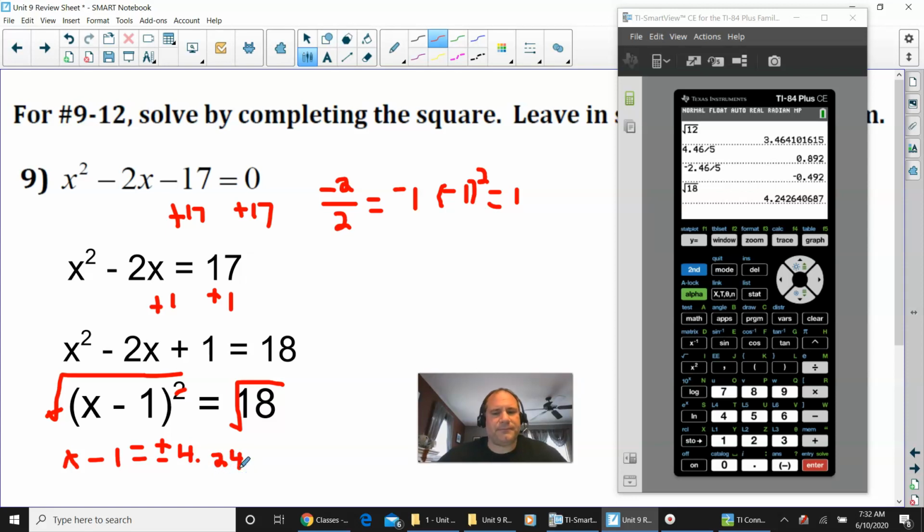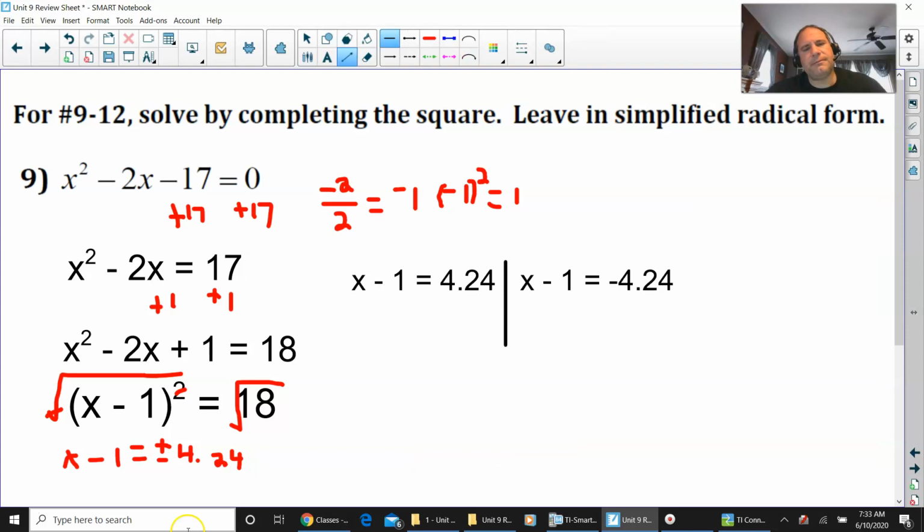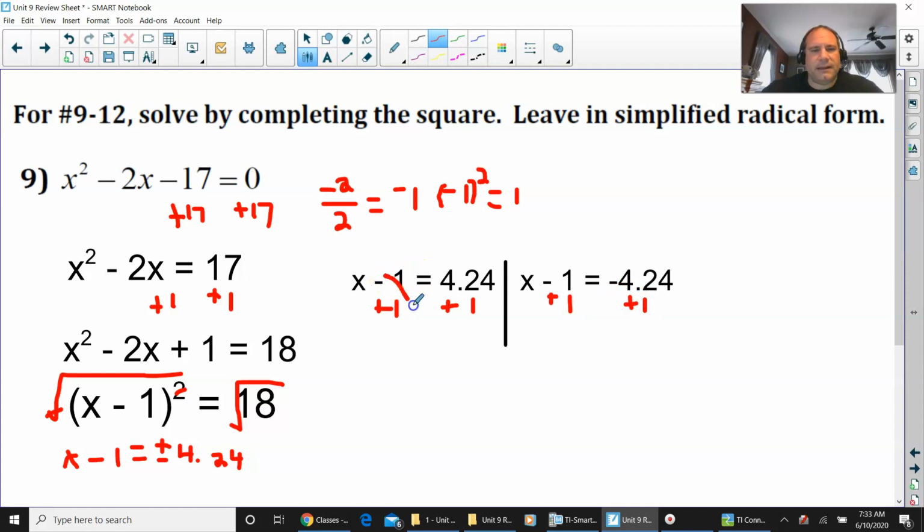All right. Split up the equations just like this, and you solve each one. Remember, adding 1 on this side, adding 1 on this side. Adding 1 on this side, adding 1 on this side. Cancels, cancels. And hopefully you got x equals 5.24.